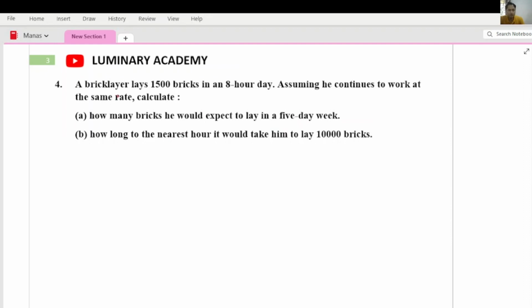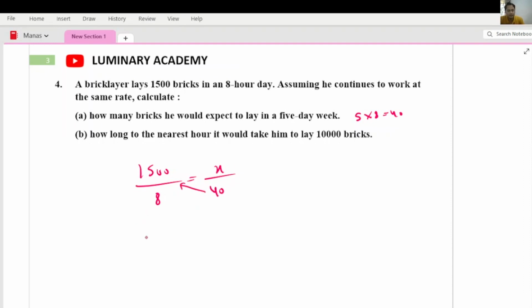Okay, so a bricklayer lays 1500 bricks in an hour, in 8 hours a day. Basically he is laying 1500 bricks in 8 hours. So how many bricks, let the bricks be x, will he be laying in 5 days? So 5 days means how many hours? If per day he is working for 8 hours, so for 5 days, 5 into 8, it is 40 hours. So in 40 hours you need to find.